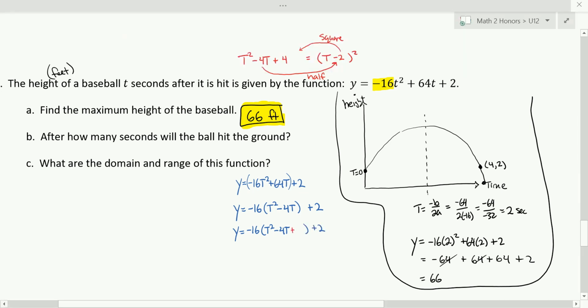But if I add 4 on the inside, what do I have to do to balance the equation? So this 4 really has a value of negative 16 times 4. So by putting a 4 there, I've really subtracted 64. So what do I have to do to balance it? Add 64. So plus 16 times 4.